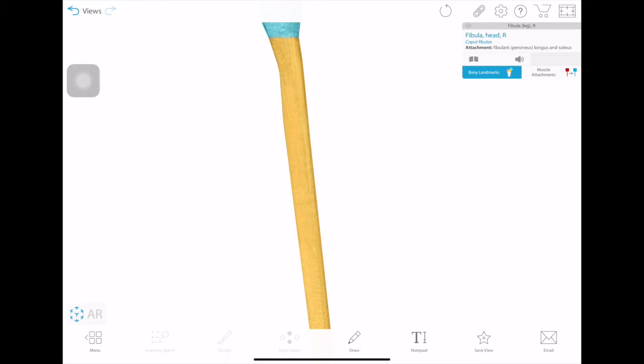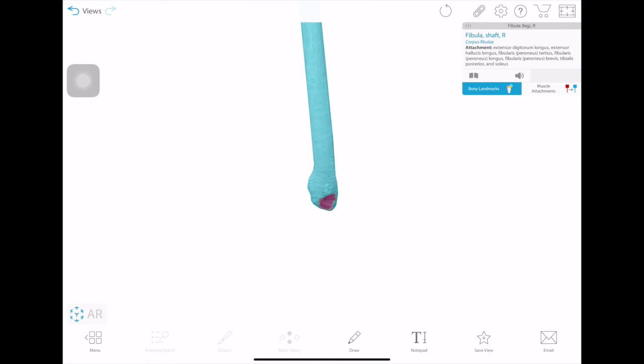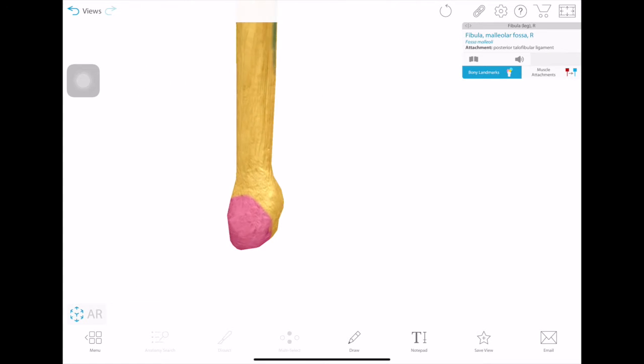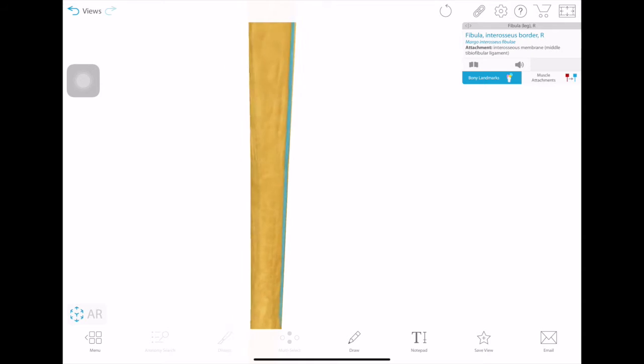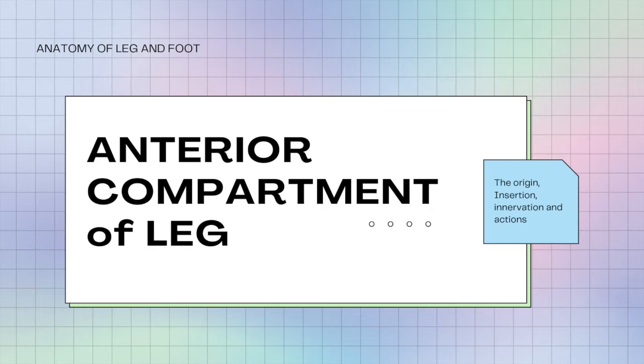This is the head of the fibula, and you can see the shaft of the fibula. This is the malleolar fossa of the fibula. This is the lateral malleolus of the fibula. As you can see, this is the interosseous border of the fibula.